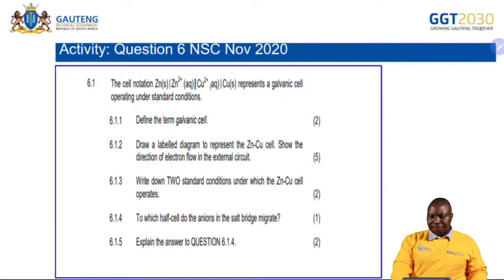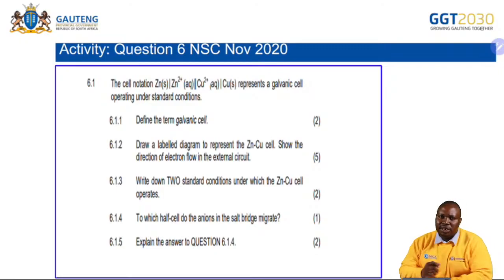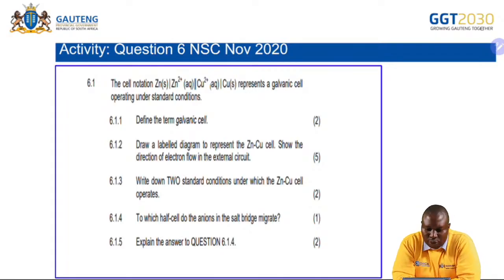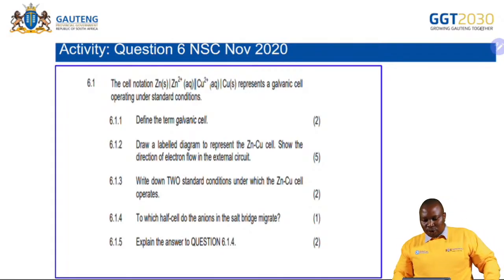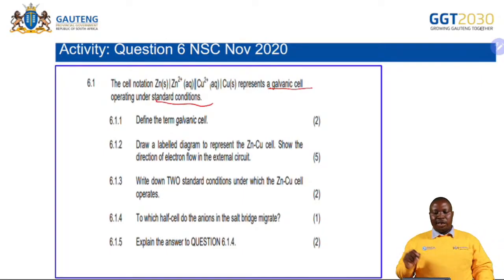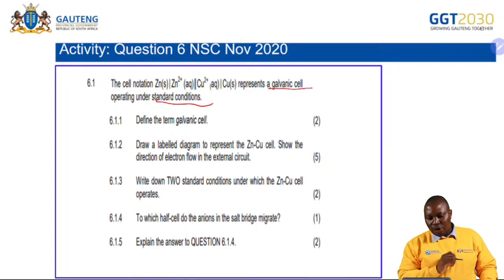Let's look at the paper. This is the paper that was written just last year. You can see there is a question, question 6. They set up the cell notation: zinc solid, phase boundary, zinc 2+, then salt bridge, copper 2+, then phase boundary, copper solid. It represents a galvanic cell. So already they told you that this is a galvanic cell operating under standard conditions. So remember, you know the standard conditions, you know galvanic cell.